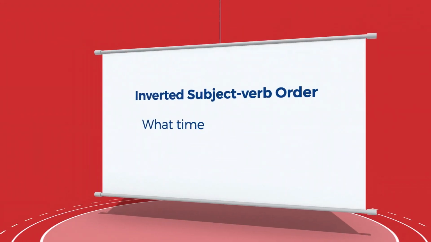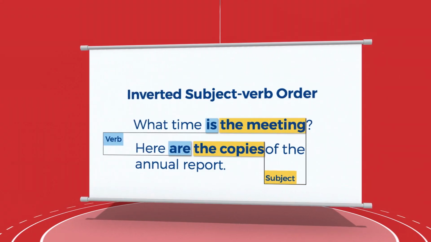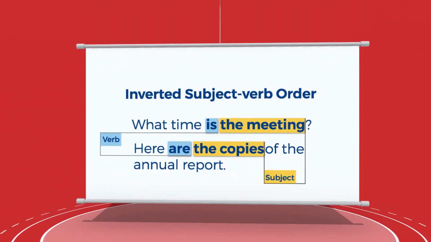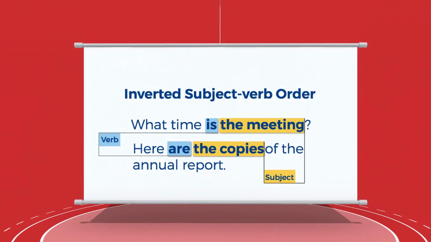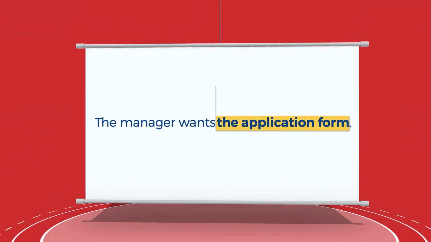And sometimes, subject-verb order is inverted. This can happen in the case of questions, as well as with the words here and there. An object is another common sentence part. What's the object in this sentence? The manager wants the application form. It's the application form.